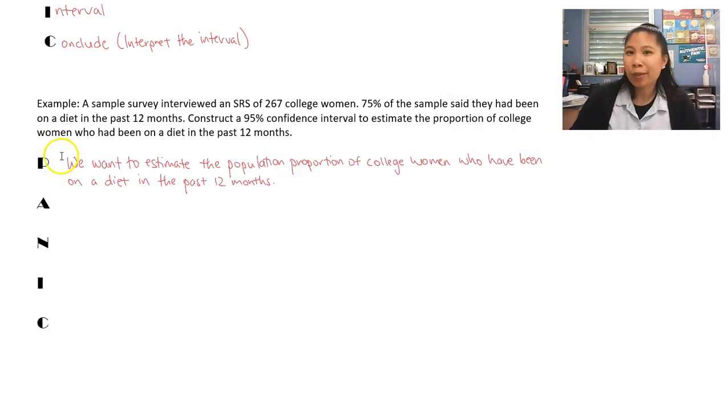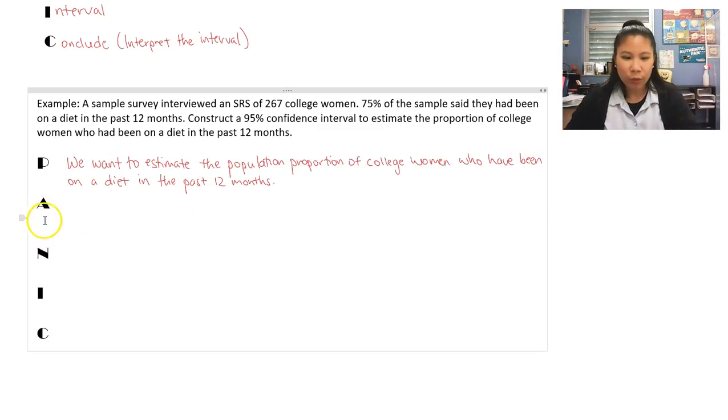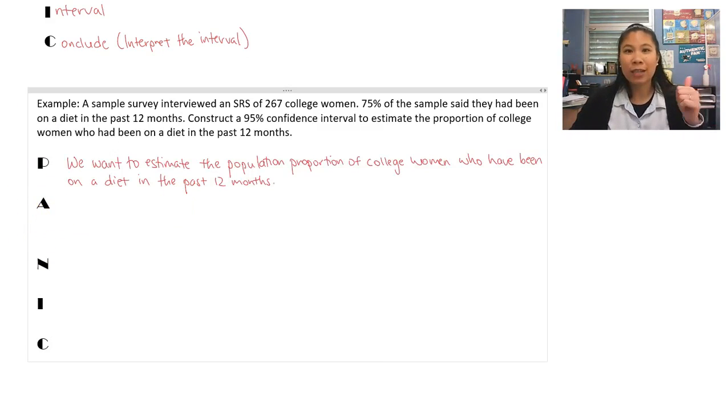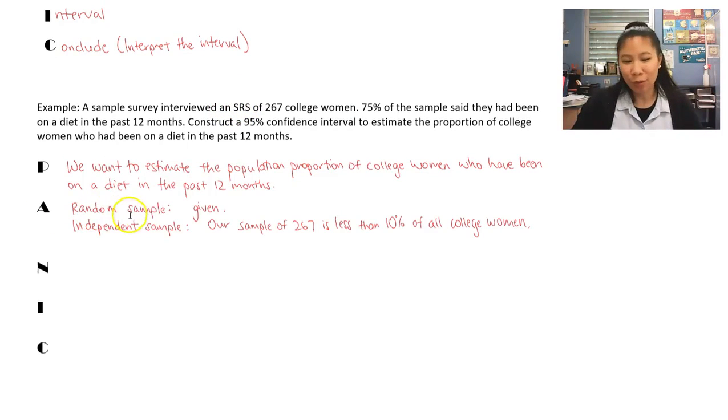So that's what we're going to put in our parameters. We want to estimate the population proportion of college women who have been on a diet in the past 12 months. This is what we're trying to estimate, and so we state that. Next, our assumptions and conditions. We need to check that we had a random independent sample. They did tell us it was an SRS, so that counts for random. The independent samples we'll check with our 10% rule. So writing this out, my random sample was given to me because they told us SRS, so we just have to write that it was given.